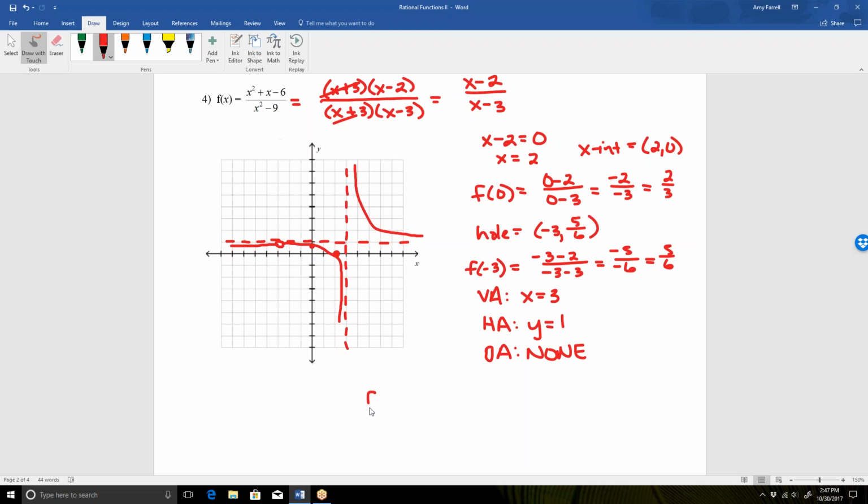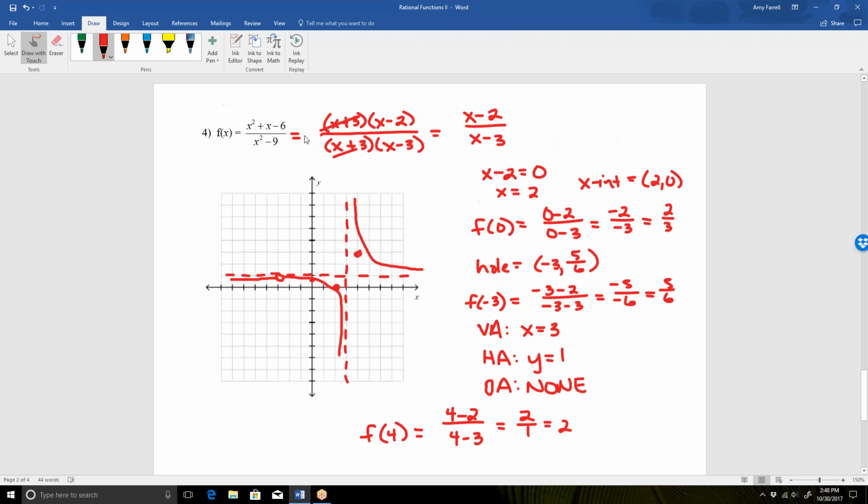But you could also plug in something like 4, find f of 4. Now I'm going to plug it into the reduced function. You could also plug it into the original function, but you're giving yourself more work because the reduced function is going to be easier to evaluate for x equals 4. So I'm getting 2 over 1, which is 2. So the point 4, 2 is on the graph. I wasn't exactly super accurate with my sketch there, so maybe I can erase this and make it a little bit more accurate now that I know that the point 4, 2 is on the graph. Okay, so we've got something like this then.